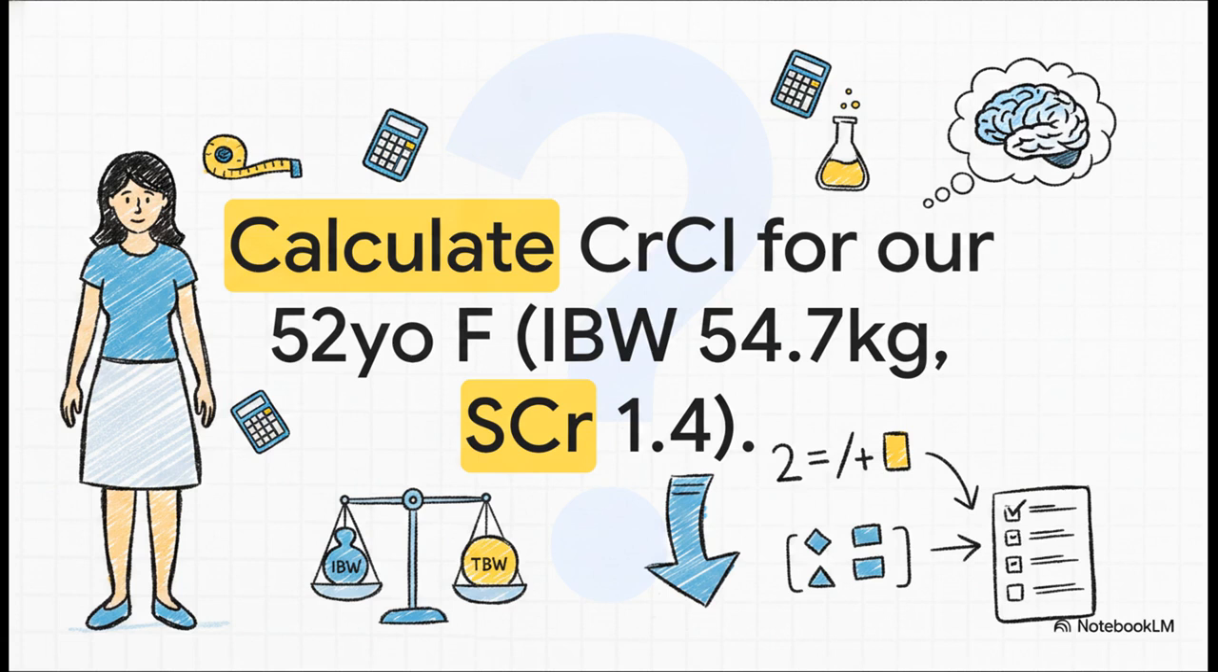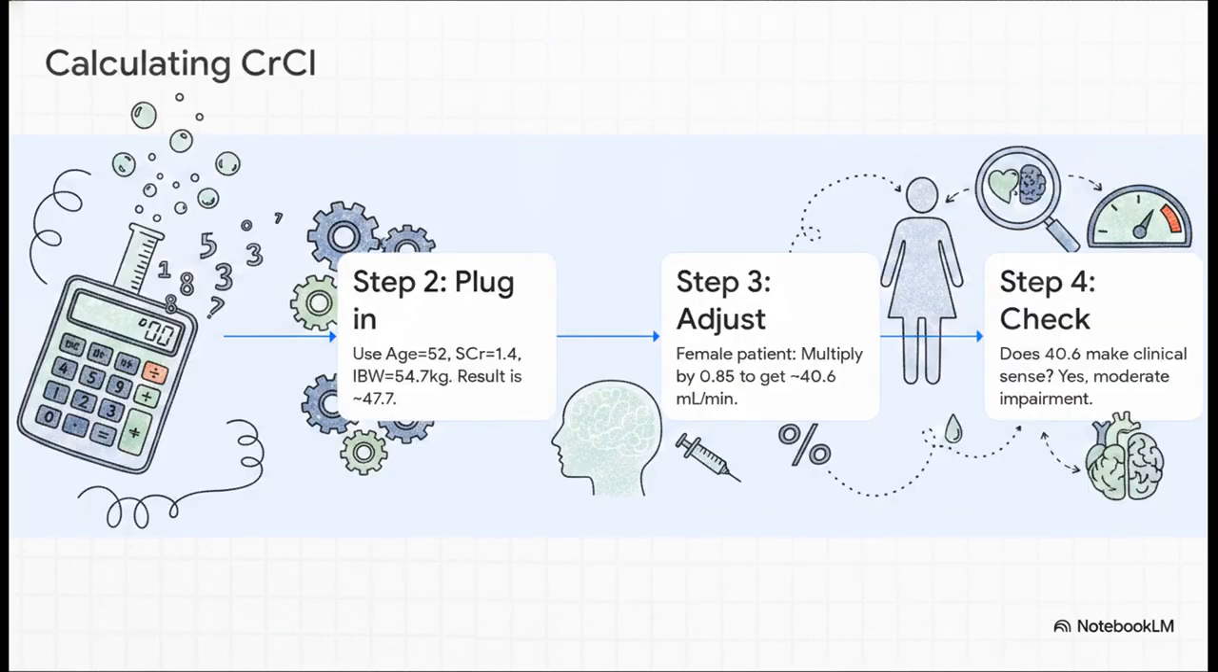Pause the explainer again and remember our rules about choosing the correct weight. For standard Cockcroft-Gault on the NAPLEX, when a patient is significantly obese like this, we typically rely on ideal body weight unless a specific drug protocol tells us otherwise. Give it a try. Let's walk through it.